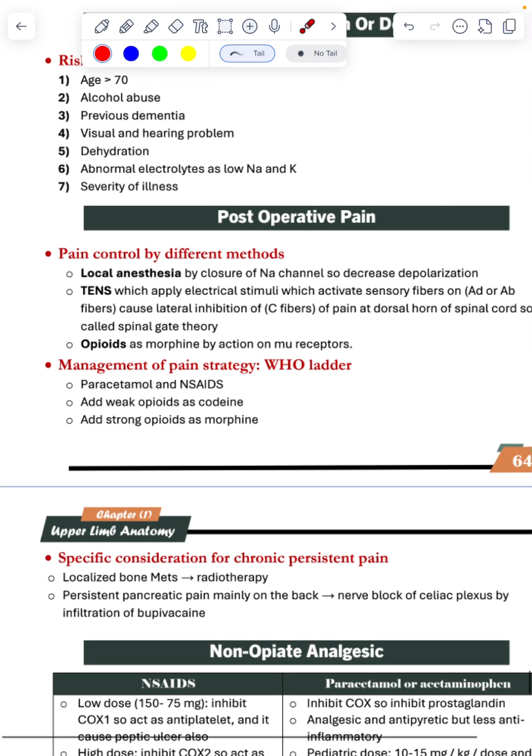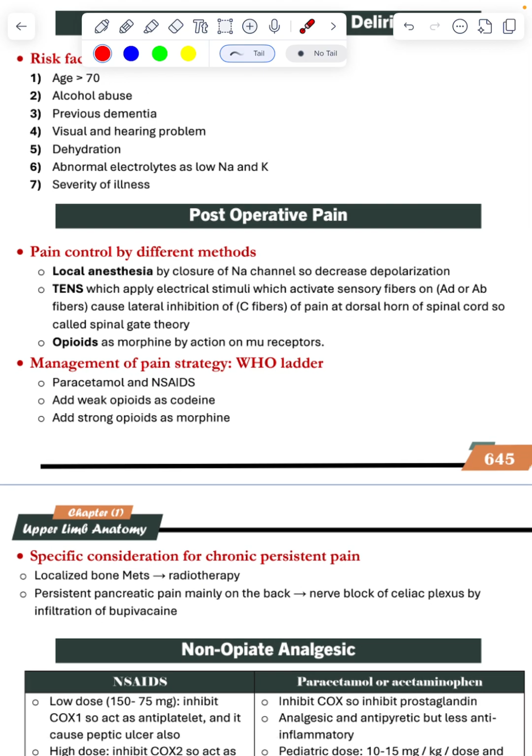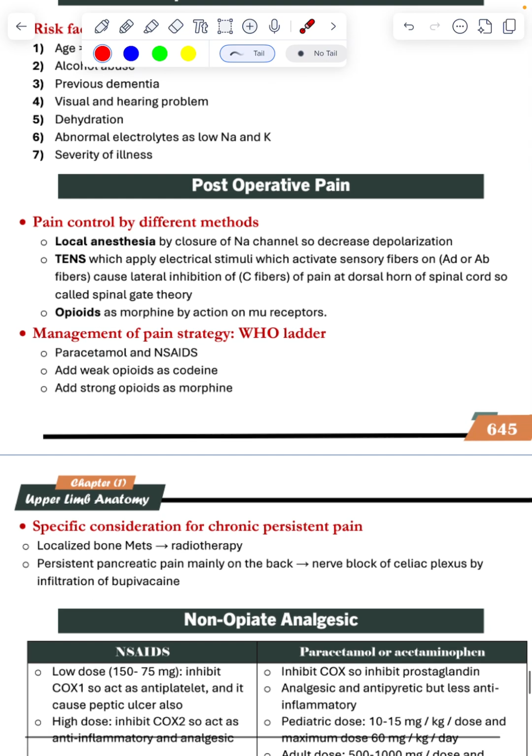Post-operative pain: local anesthesia blocks sodium channels to decrease depolarization. TENS activates sensory fibers, causing lateral inhibition of C fibers of pain at the dorsal horn of the spinal cord, the so-called spinal gate theory. Management of pain strategy: WHO ladder, paracetamol and steroids, then codeine, then morphine.